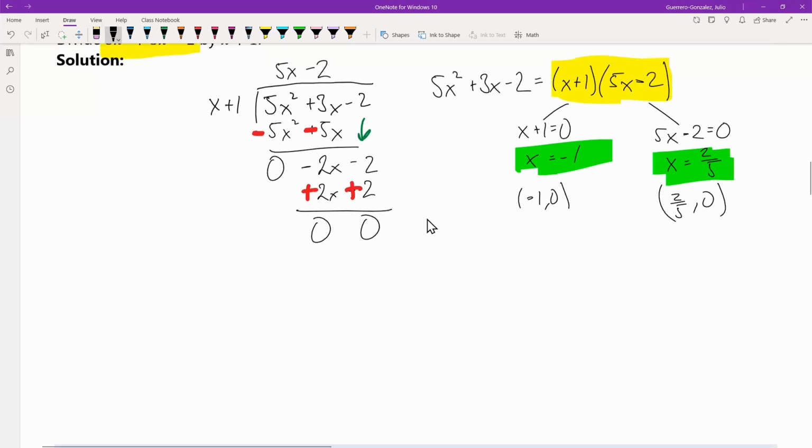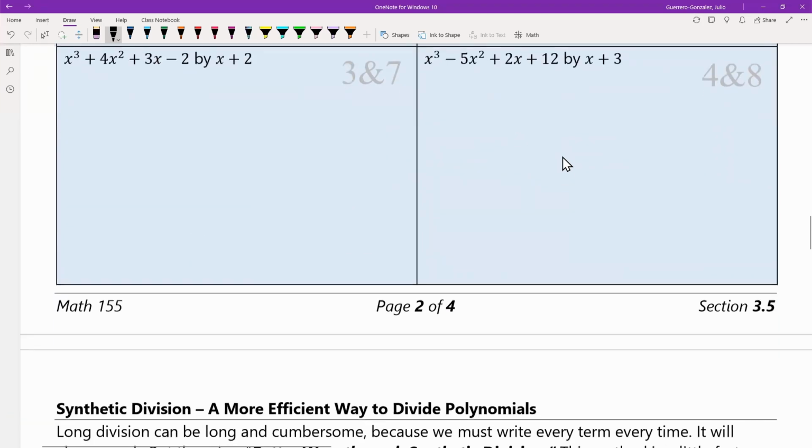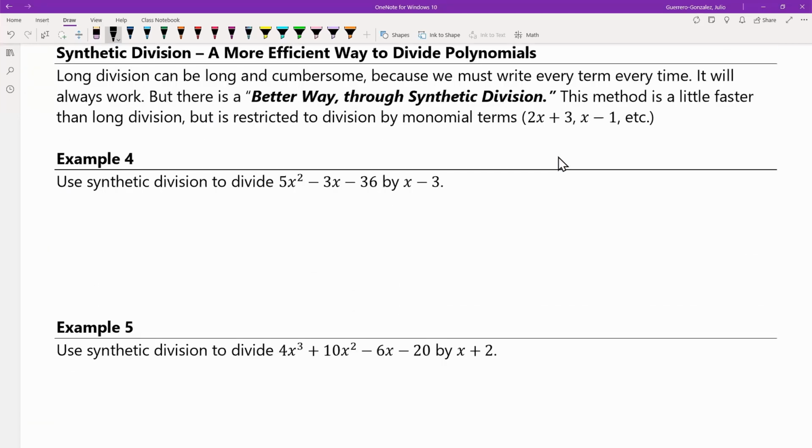Okay. So what comes up next? I have you guys practicing some long division with your groups. We'll do these in class. Let me move on now to synthetic division. This is the one that people are like, oh, thank goodness. There's something simpler, right?